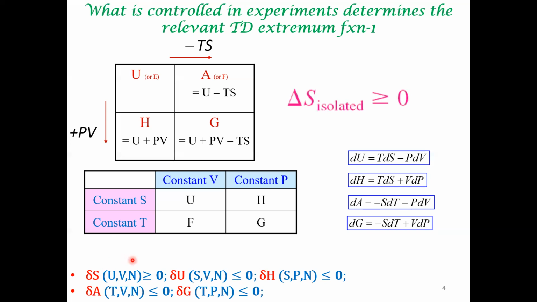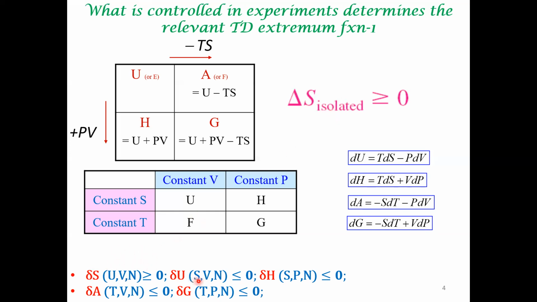If I am looking at a system wherein I'm controlling total internal energy, total volume, and total number of molecules inside the system, that's an isolated system. The thermodynamic potential I would be interested in is the thermodynamic function that takes an extremal value for that experimental system. That's the question I'm asking. So entropy is the relevant function. This is an isolated system. We have already seen that.